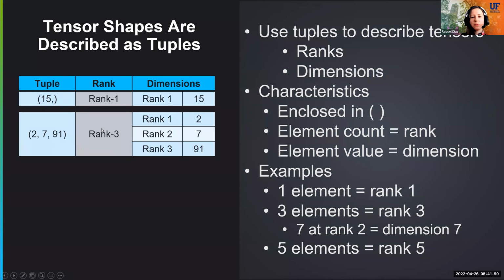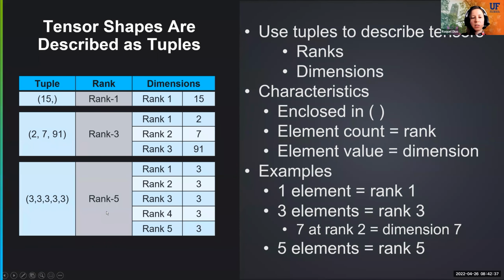If we had a rank 3, for example, we would have rank 1 with dimension 2, rank 2 with dimension 7, and rank 3 with dimension 91 here. So this is just a description of the content and shape of that tensor. Saying that rank 1 has dimension 2 means that in the first rank you have 2 values. Rank 2 has 7 values, and then rank 3 has 91 values. And you can keep going, increasing the complexity. You just increase the number of ranks, the numbers here between parentheses.